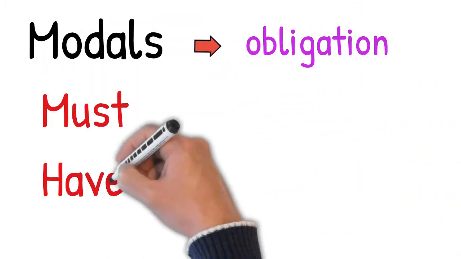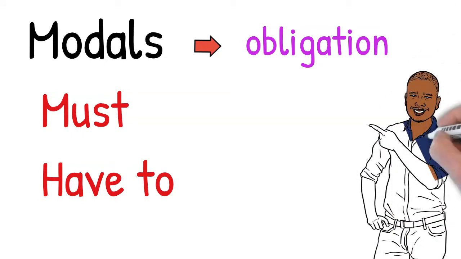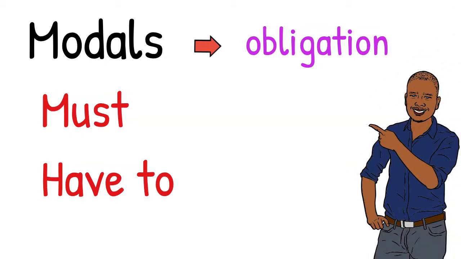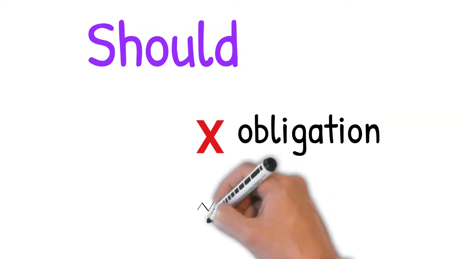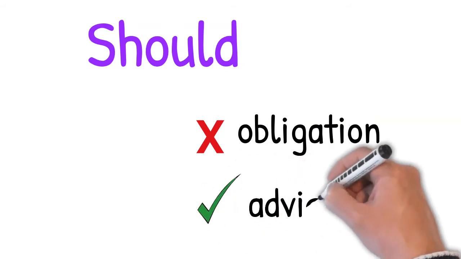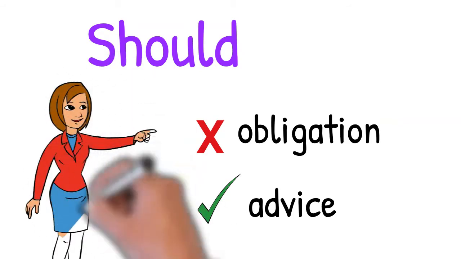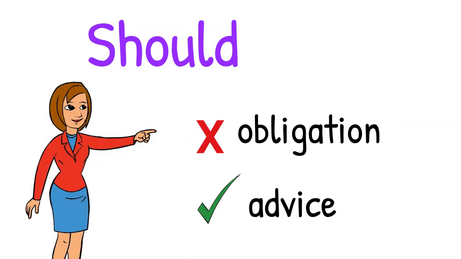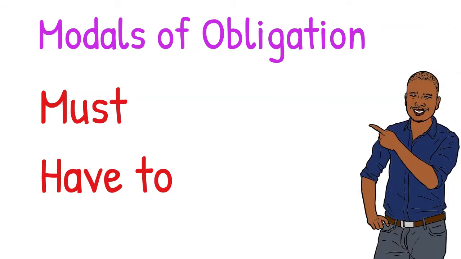Okay, now it's time to look at modals of obligation. There are only two modals of obligation in this video, must and have to. You cannot use should for obligation. You can use should for advice, but you cannot use the modal should for obligation. Only must and have to are modals of obligation. So let's look at these.